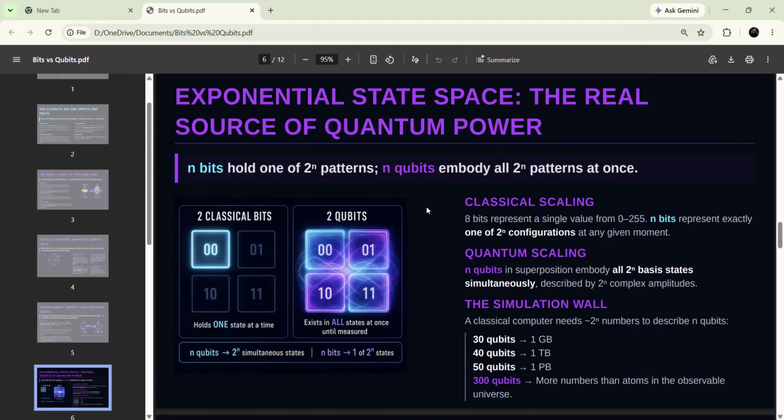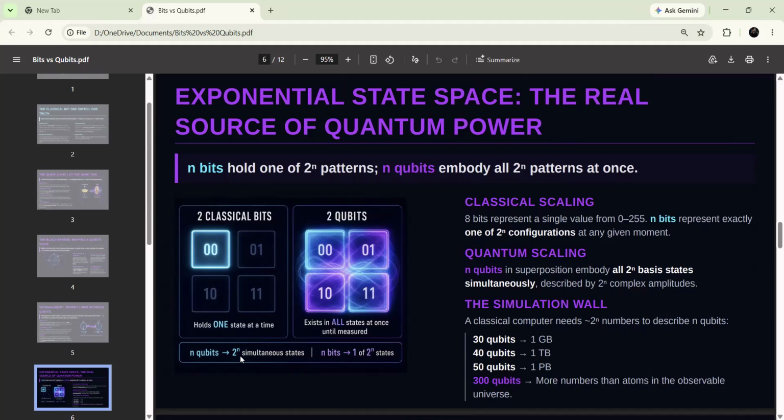So that's why n qubits represent exactly 2^n configurations at any given moment. If you see this in classical bits, it is going to take only a single combination: first 00, next 01, next 10, then 11. It means it is going to hold only one state at a time. But these qubits are going to hold all the states at once until you measure them. So that is the specialty of the qubits.